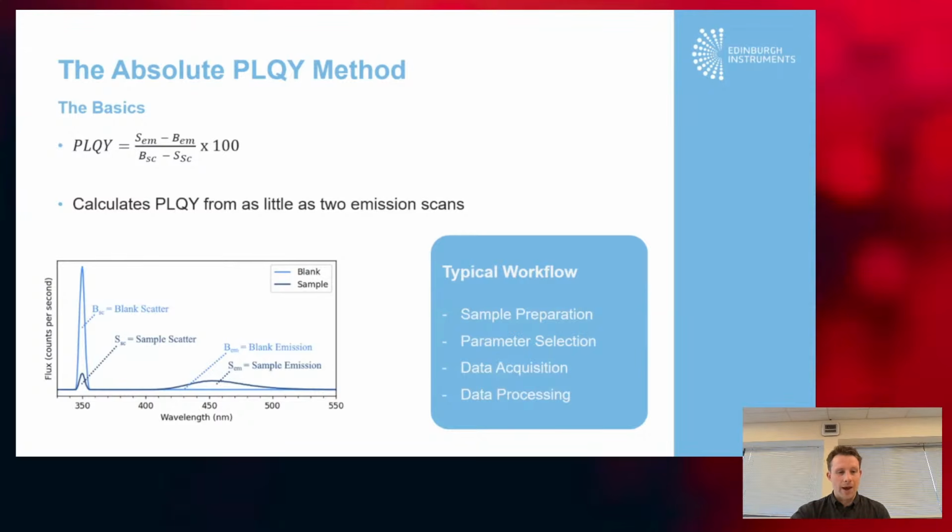So the spectra at the bottom here are the 2 measurements that you'll need to perform. So you'll perform a scan that collects both the scatter and the emission of your sample, and the scatter and the emission of a blank. And we'll go through the typical workflow for this measurement, which is preparing your sample, selecting your parameters, collecting the data, and then processing it to calculate the PLQY.